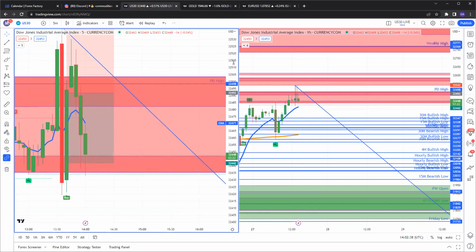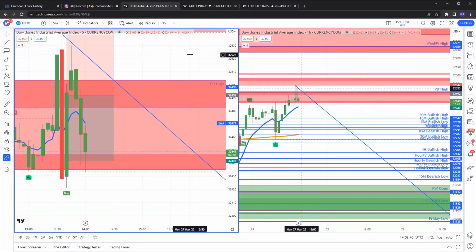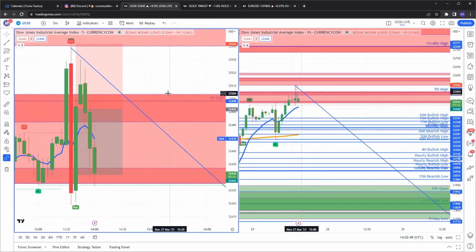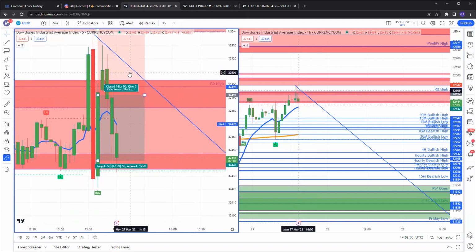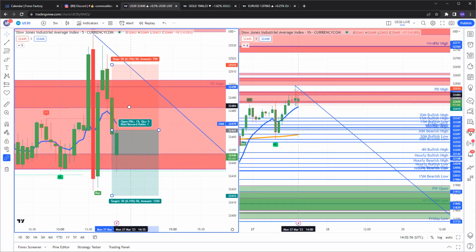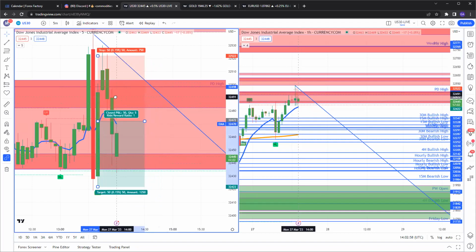I've been in other groups where on US 30 they go for like 10 pips, take profit, or 20 pips. But here, because the analysis is good and we just wait for an optimal entry, we hold for more. So keep in mind what I said. If you had taken this sell here, you'd have just gotten stopped out.